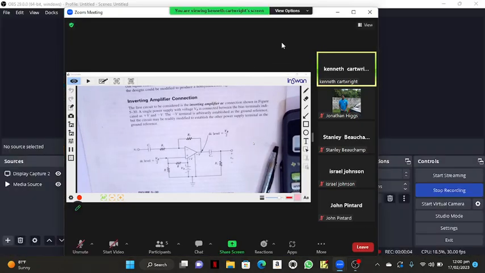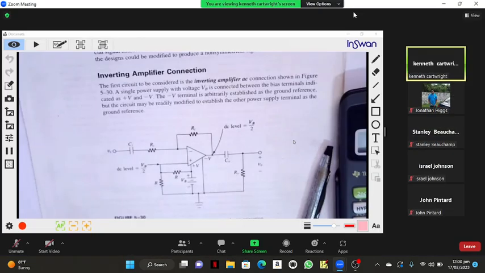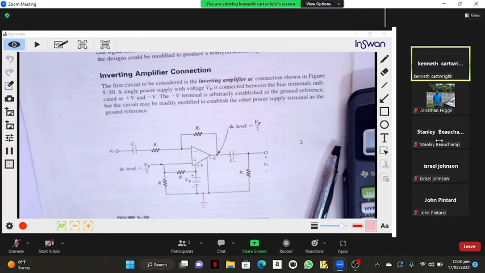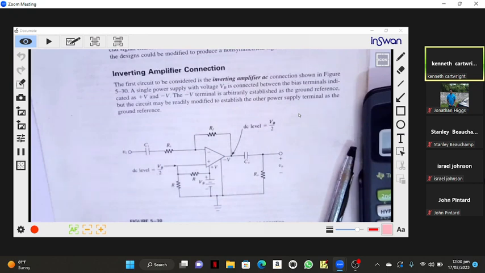It's using an op-amp with just one DC source. As you see in the figure on the screen.